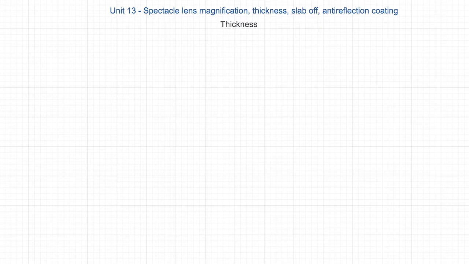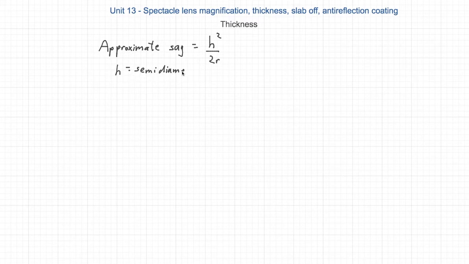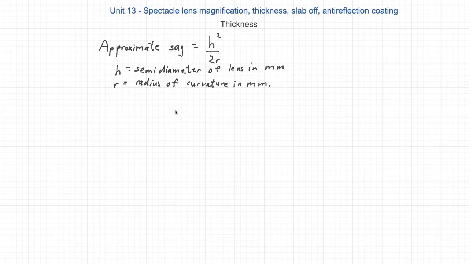So to calculate the thickness of a spectacle lens, you need to use the sag, which we learned about in Unit 9. Sag is sagittal depth. And we also learned the exact sag formula in Unit 9. There's also an approximate sag formula, where approximate sag equals h squared over 2r, where h is the semi-diameter of the lens, and r is the radius of curvature of whatever surface we're talking about. Both h and r are in millimeters.